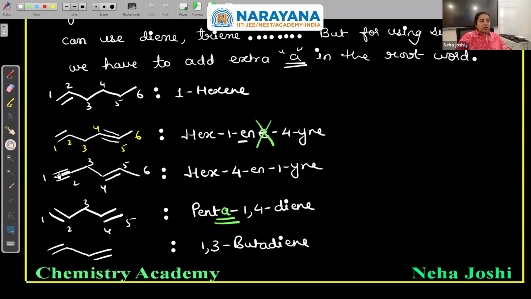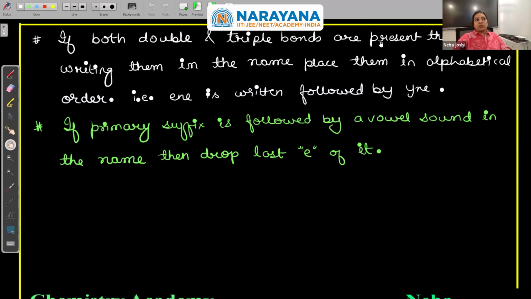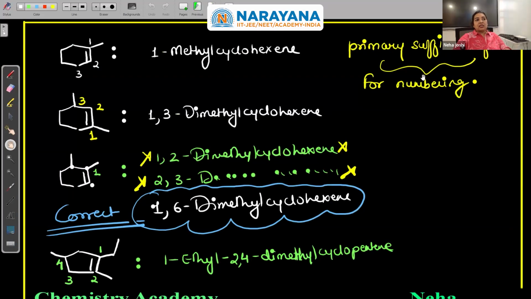And similarly here, I will start with 1-ene, 4-yne. If both double and triple bonds are present, then while writing them in the name, place them in alphabetical order. That is, yne is written followed by ene. If the primary suffix is followed by a vowel sound in the name, then drop the last e of it. You have to remove that last e of it. Is that absolutely clear?